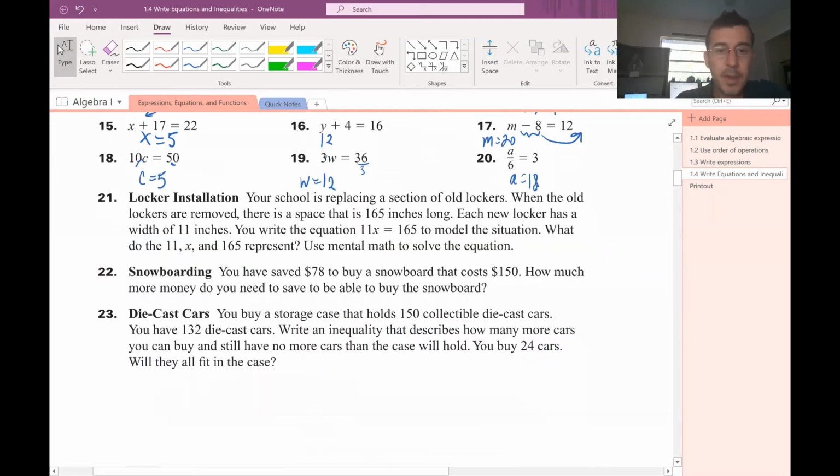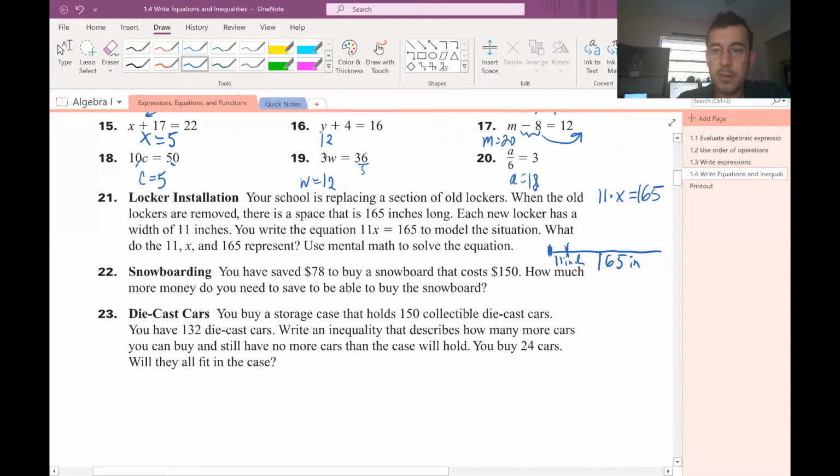21. Your school is replacing a section of old lockers. When the old lockers are removed, there is a space that's 165 inches long. Each new locker has a width of 11 inches. So 11 inches each locker. Okay. You write the equation 11 times x equals 165 to model the situation. What do the 11x and 165 represent?